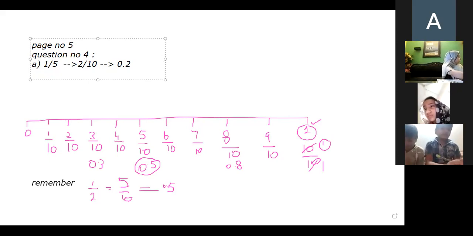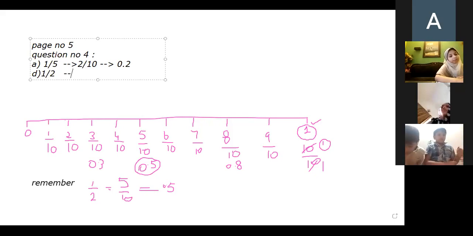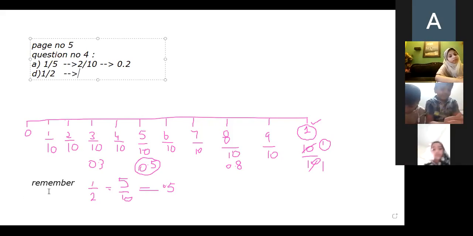I'm going to do the D part first. D part is 1 by 2. First, I have to write it into tenths. How am I going to write 1 by 2 in tenths? If you remember, 1 by 2 is equal to 5 by 10, so I write here 5 by 10. I convert it into tenths. Now I am going to convert it into decimal. So in decimal, I write 0.5.